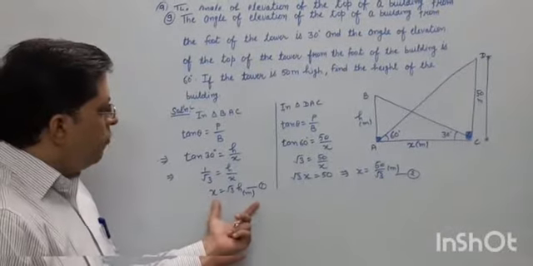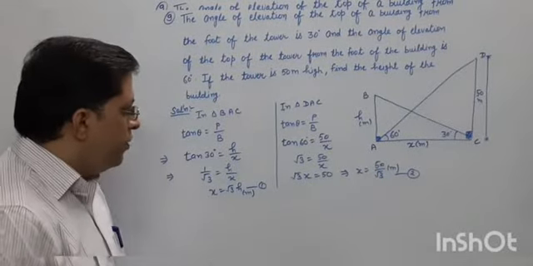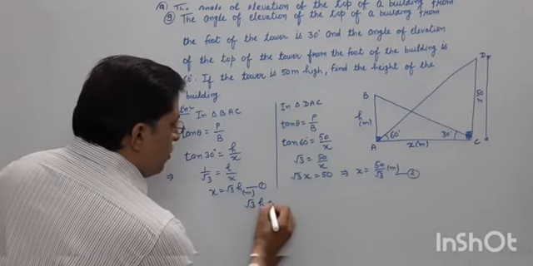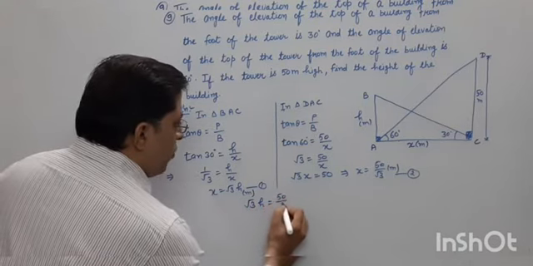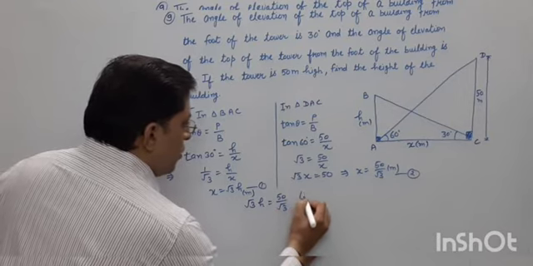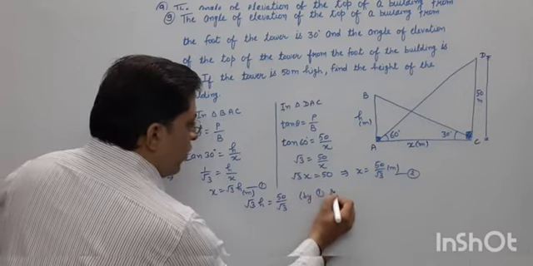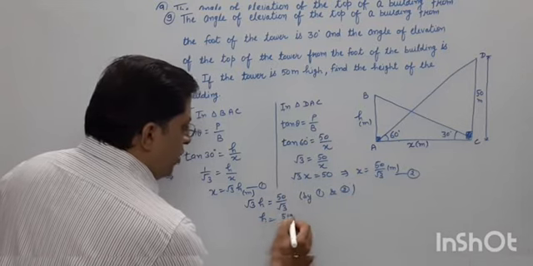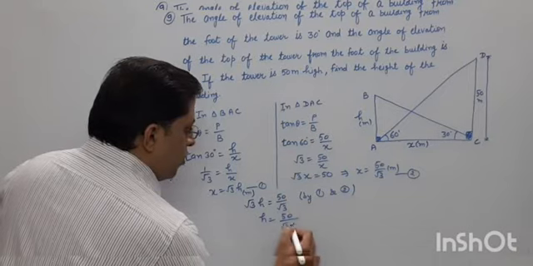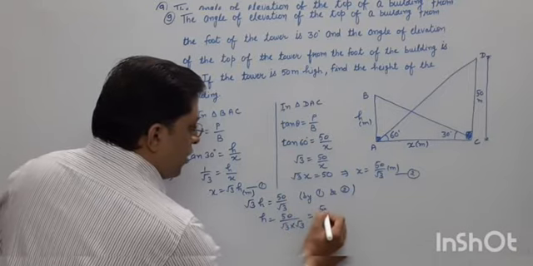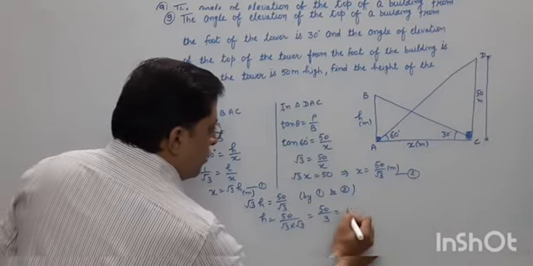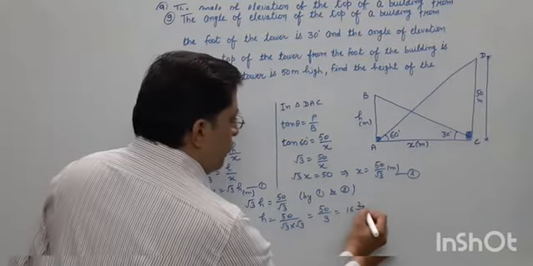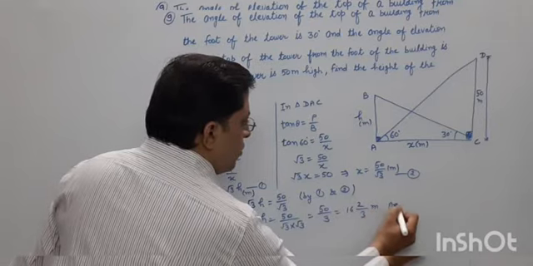Now compare by 1 and 2. By 1 and 2, root 3 h is equal to 50 upon root 3. Then h will be 50 upon root 3 into root 3, that is 50 upon 3. 16 threes are 48, and plus 2, so 16 and 2 upon 3 meter. This is your answer.